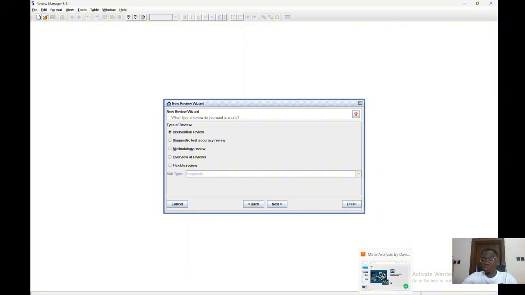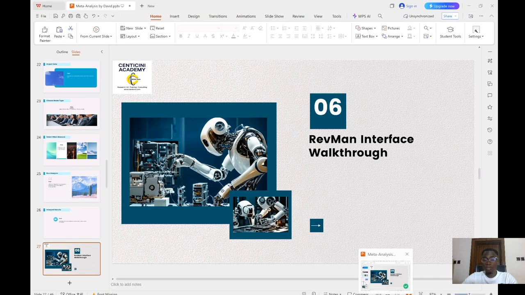I'm just going to walk us through the remaining parts of this slide, and then we'll look at some examples of research questions that I've already selected, and we'll explore the interface much better.